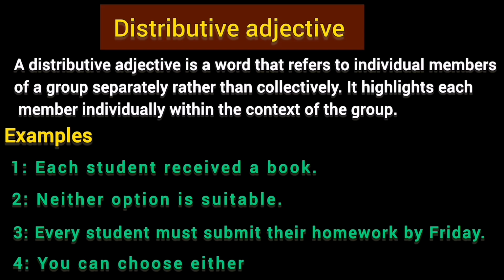You can choose either book. Look at this example. The word either is a distributive adjective. It is used with a noun, book. If a noun were not here, then it would be a distributive pronoun and not an adjective. Simply, this sentence means that out of two books available, you have the option to pick one or the other, but not both. Either presents a choice between two alternatives.